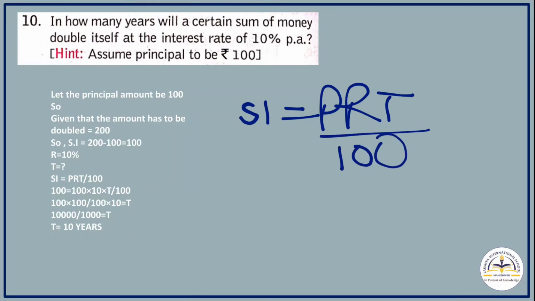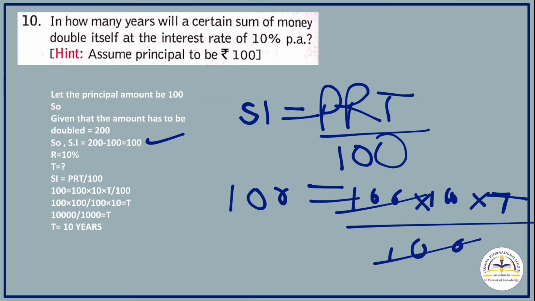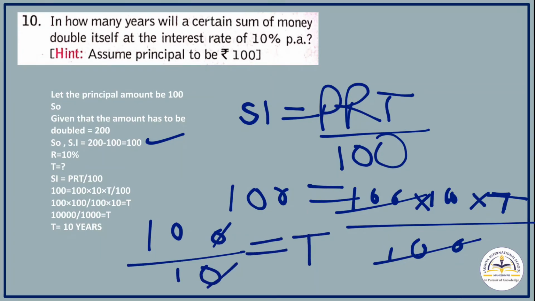So here the simple interest is 100, equal to principal, rate is 100, and then rate is 10%, time we have to find out, divided by 100. This 100 and this 100 will be cancelled out, and 100 divided by this 10 will equal time. 0 and 0 cancel out, then T will be equal to 10 years.